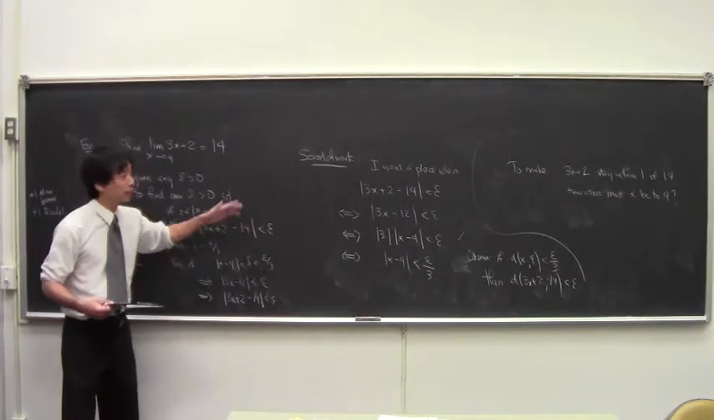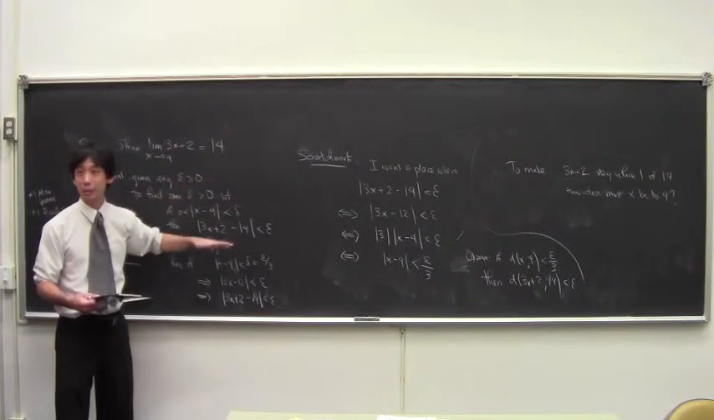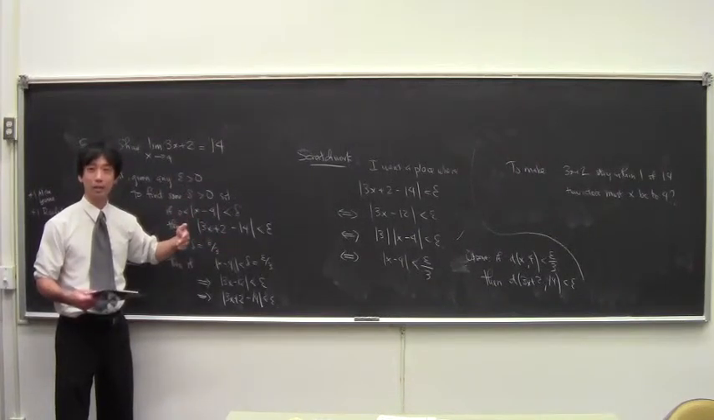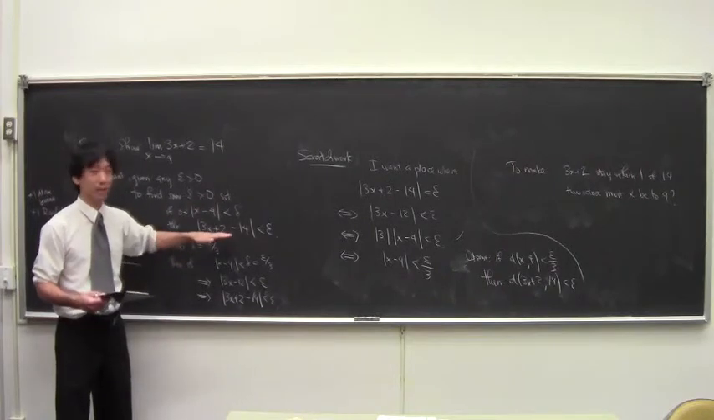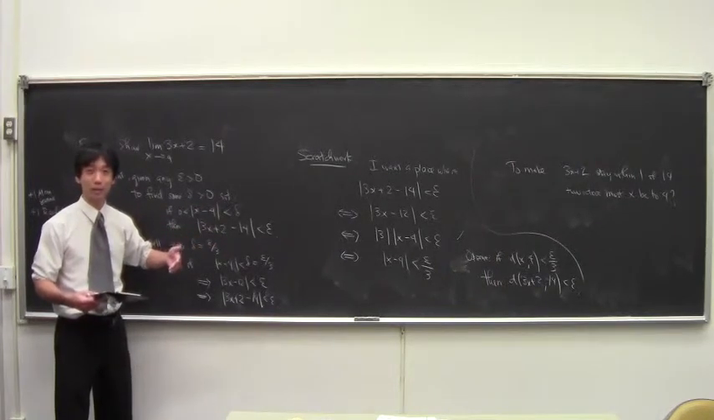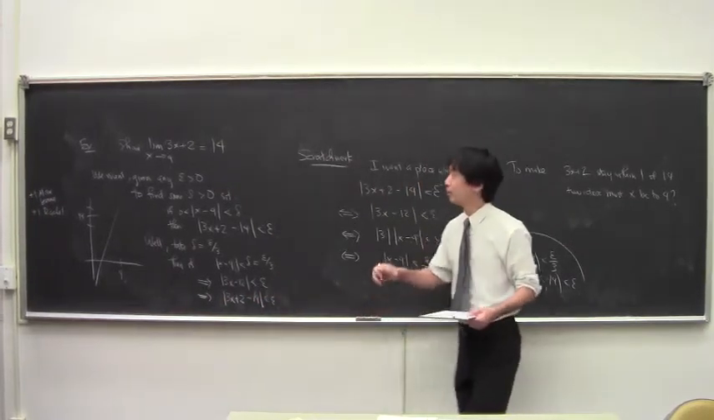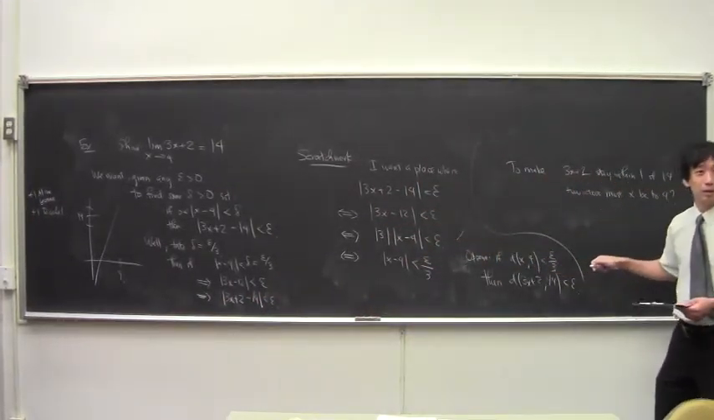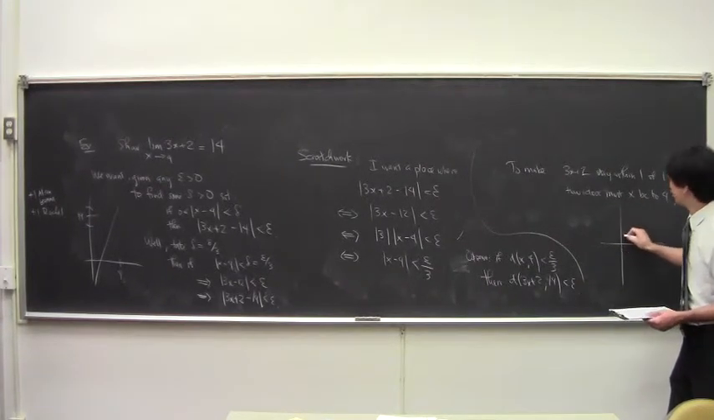If I said, I'd like you to stay within 3 of 14, between 11 and 17, how far are you allowed to be? 1. If I want you to stay within 6 units of 14, how far can you be? 2. In fact, you knew this already, because this is a line with slope 3.